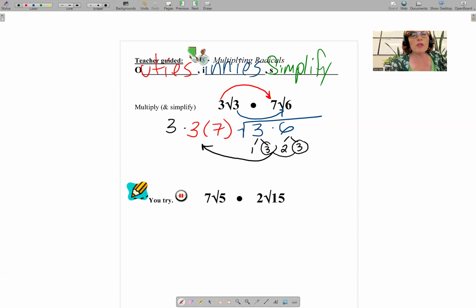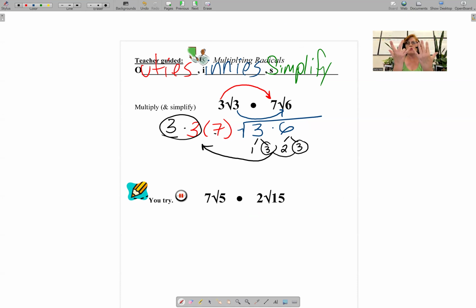Now I do the outside, that's 9 times 7. And if you know your nines fingers, 9 times 7 is 63. 9 times 7 is 63. If you have no idea what I'm doing right now and you don't know your nines fingers, ask me in class. It will help you immensely.